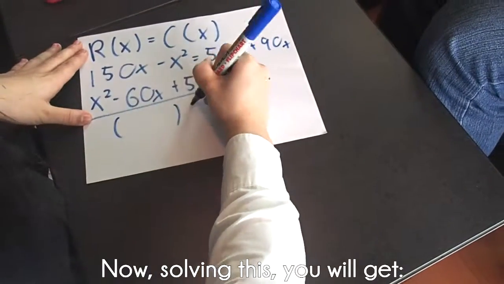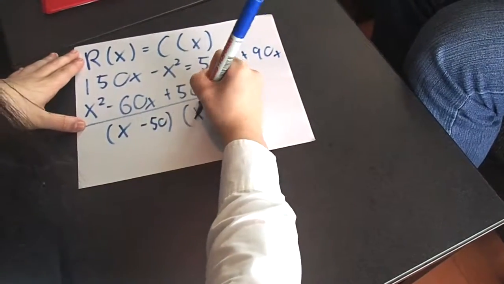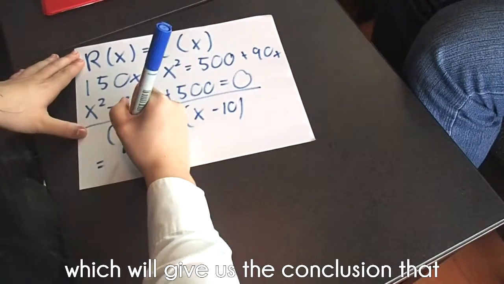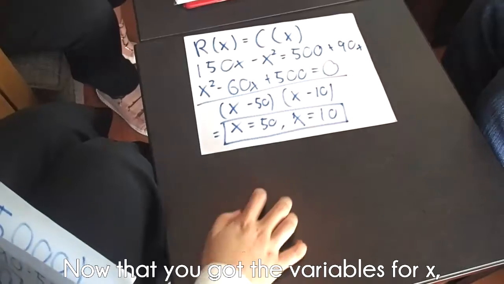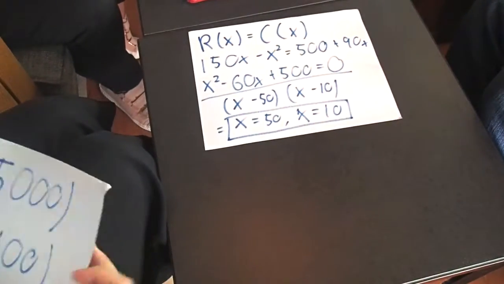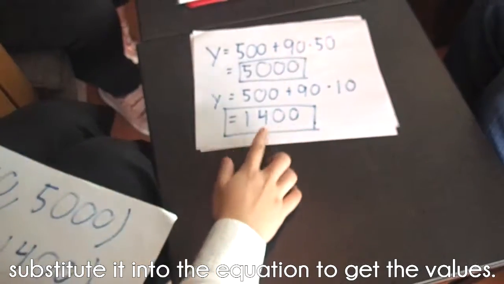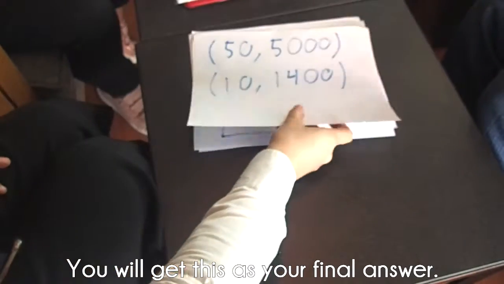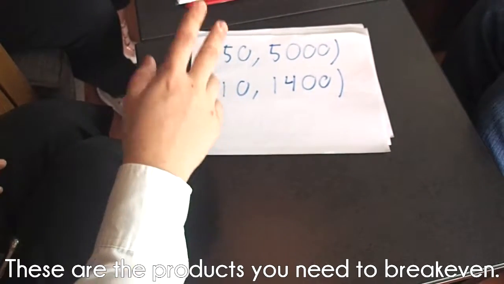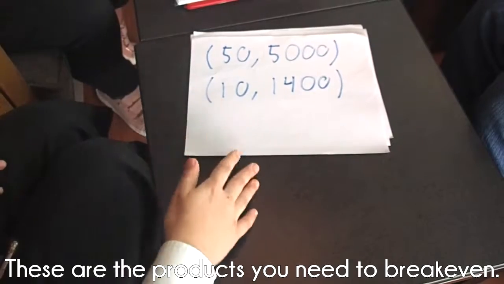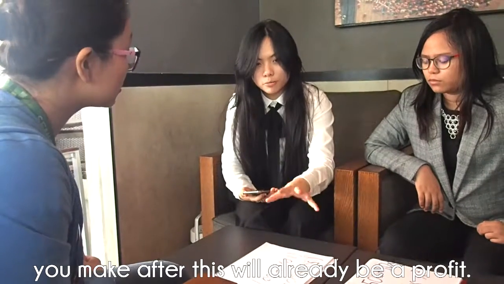Now, solving this, you will get x minus 50 and x minus 10, which will give us the conclusion that x equals 50 and x equals 10. Now that you have achieved the variables for x, you substitute it into the equation for either Rx or Cx in order to get the values. Now after achieving this, you will get this for your final answer, 50 and 5,000 and 10 and 1,400. And these are the number of products you have to produce in order to break even. Now since this is the break-even point, any amount you make afterwards will already give profit to your company.